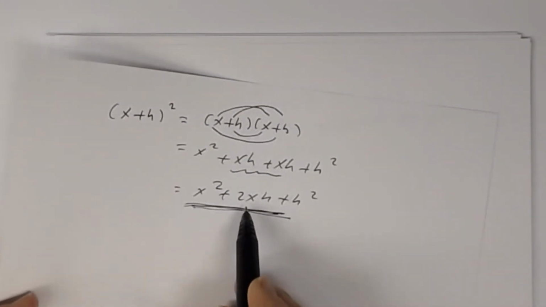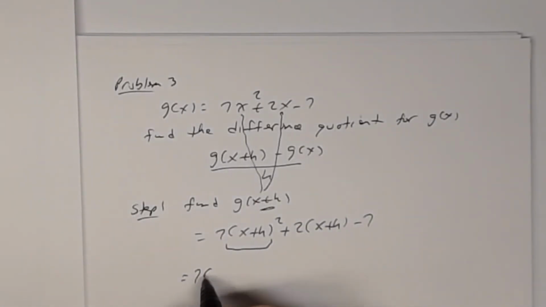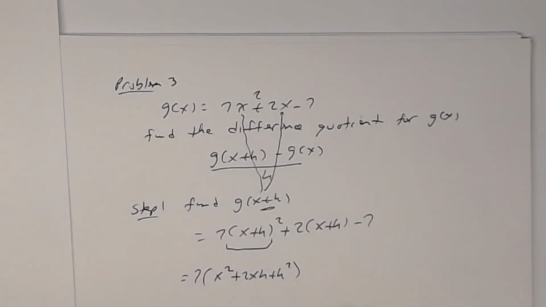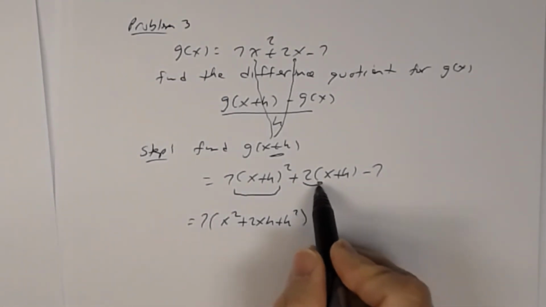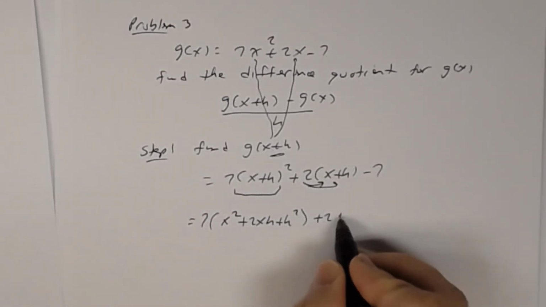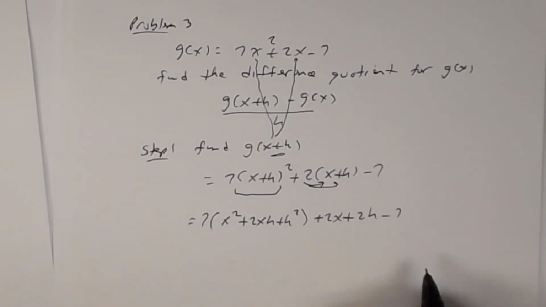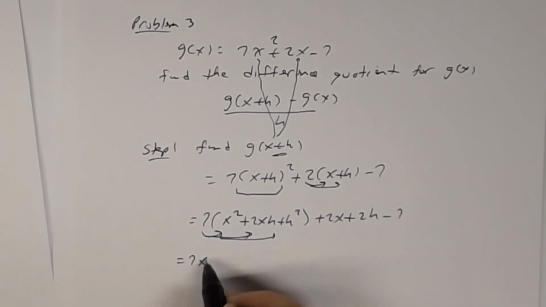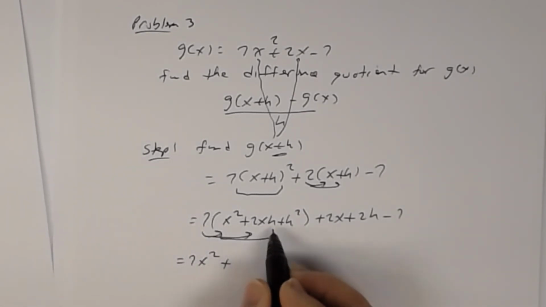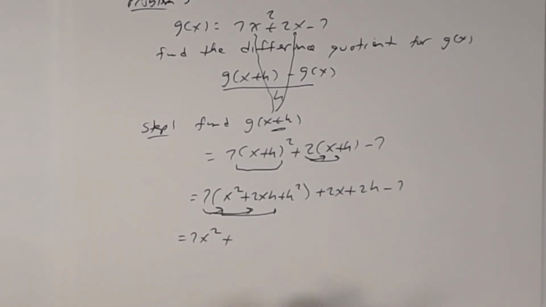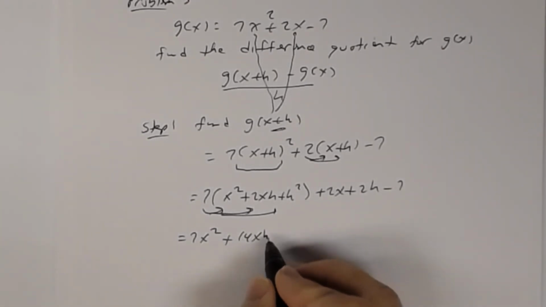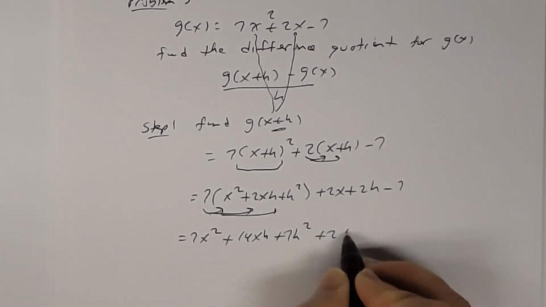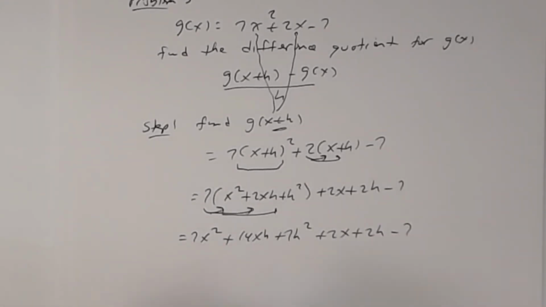is this. So now I'm going to rewrite this as 7 times x squared plus 2xh plus h squared. And now I'm going to go ahead and distribute the 2 here. So I get 2x plus 2h minus 7. And now distributing the 7, I get 7x squared plus, and then 7 times 2xh is 14xh. And then 7 times h squared is 7h squared. And then plus 2x plus 2h minus 7.